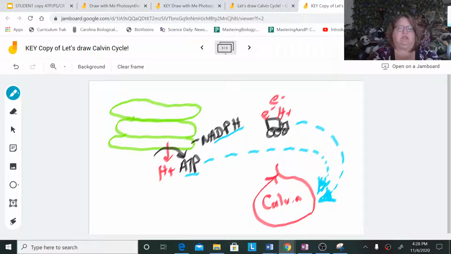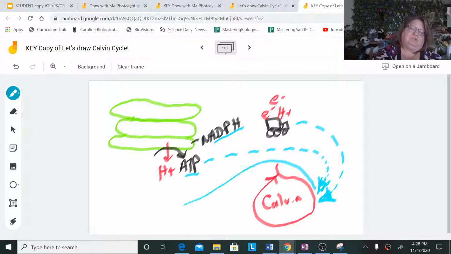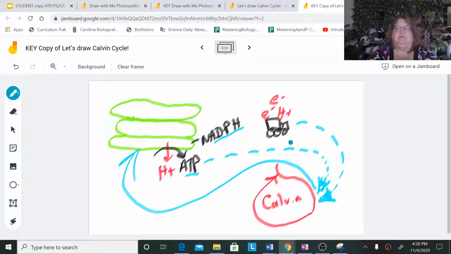Now they're empty, but guess what? They can go back to the light-dependent reaction and keep going. They can get restored back to ATP and pick up more hot electrons, and it just keeps working and working and working on the order of billions of molecules per second.